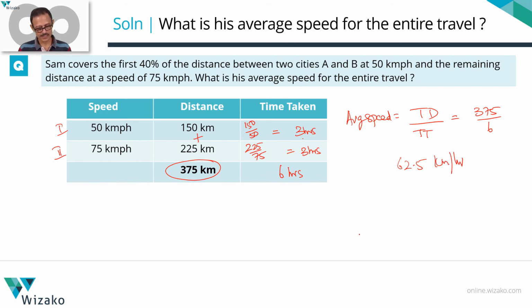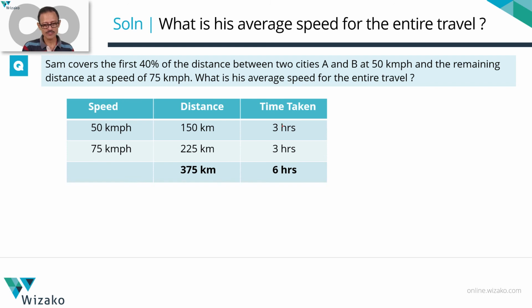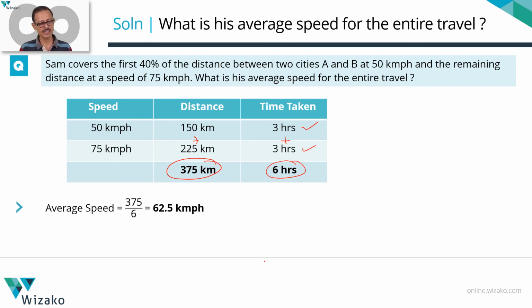Quickly summarize the last bit in a printed form. 150 upon 50 is 3 hours. 225 upon 75 is 3 hours. So total distance is equal to 150 plus 225, which is 375. Total time taken is equal to 6 hours. Average speed is total distance divided by total time taken, which is 375 upon 6, which is equal to 62.5 kilometers per hour. Choice A is the answer to this question.